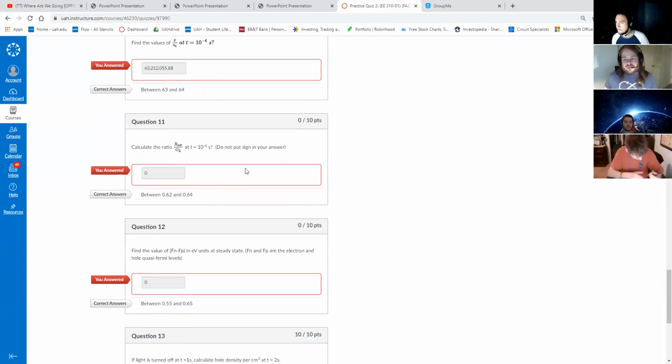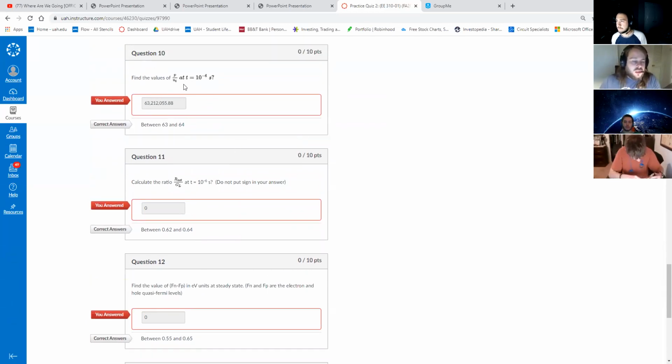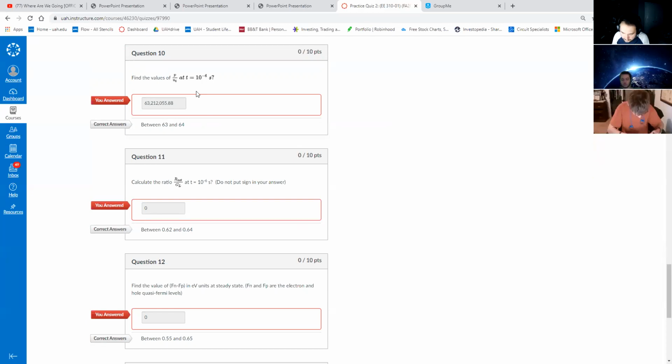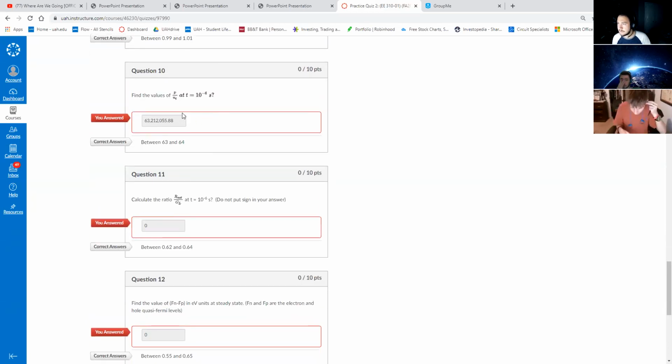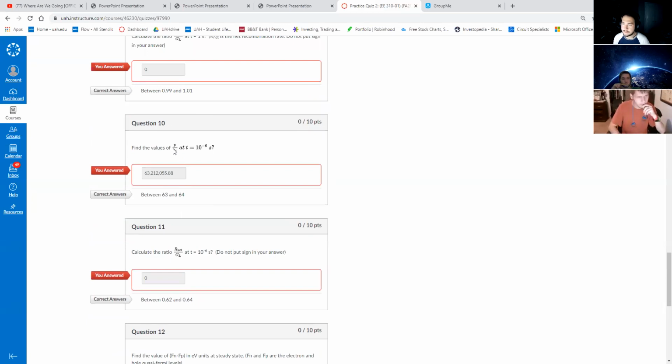Yeah, so then the next part of this just ends up being some number to the 11th divided by Ni, which is 10 to the 10th power. Yes. And you get 63 something. So that's the answer.